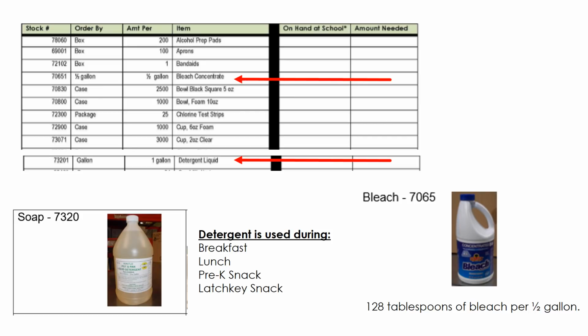Detergent can be used by custodians, pre-K staff, and latchkey staff to clean lunch tables. Pre-K staff may need a gallon to keep in their classroom, so if they ask you for a bottle of soap, you will need to order them one. Latchkey and custodians can use your open bottle. This may affect the amount of detergent you use on a daily basis.